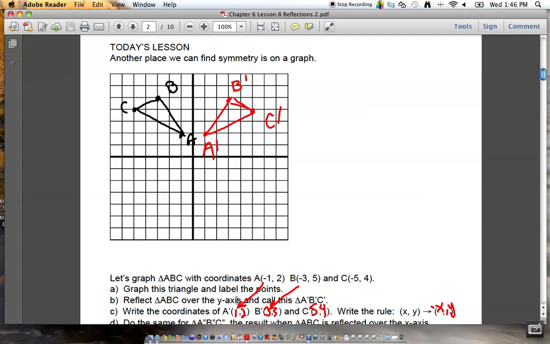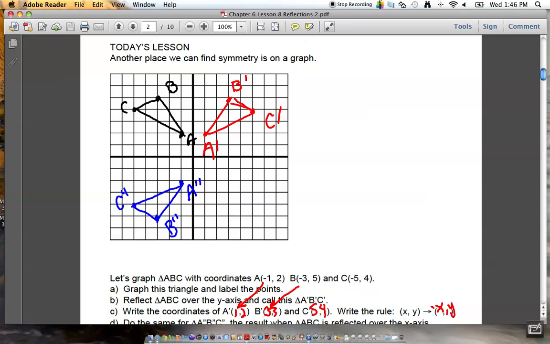Okay, write the coordinates, we did that, and then it says the result when the original one is reflected over the x-axis. So I'm going to reflect over the x-axis. What three words do I remember? Count and repeat. 1, 2, 1, 2. There's A double prime. 1, 2, 3, 1, 2 is 5. There we go. B double prime. C. 1, 2, 3, 4. C double prime. You see how that looks like the black one flipped over the x-axis.